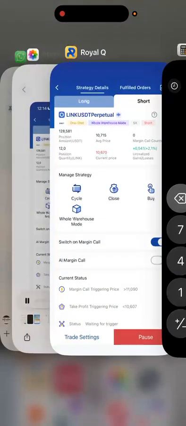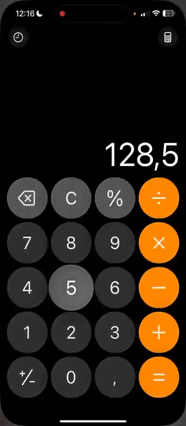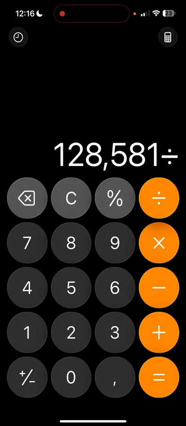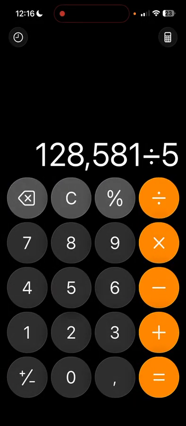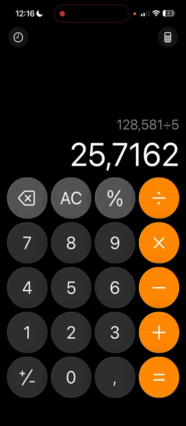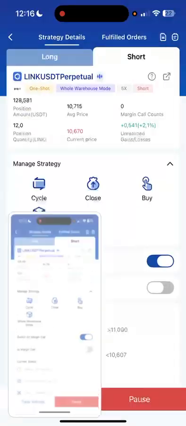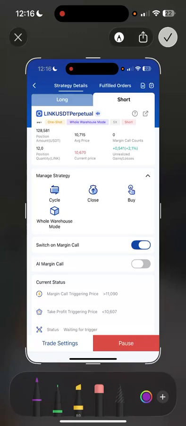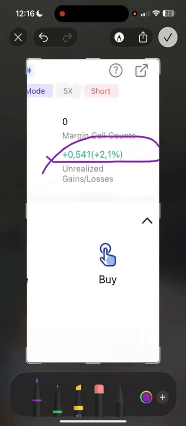The actual figure here is 128.581 divided by 5. Why are we dividing it by 5? Because of the leverage. So the actual money here is 25.71. Now, it's already in trade with 2.1%.